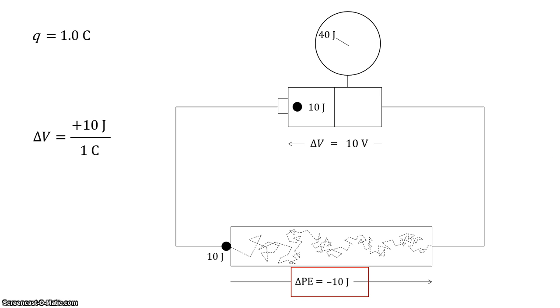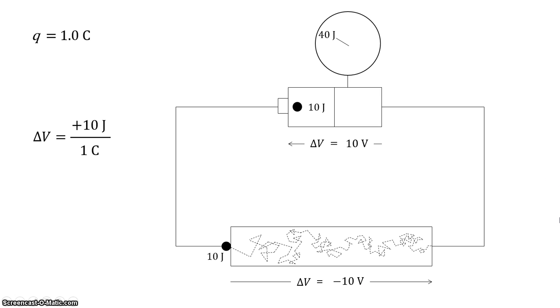And likewise, down here, at this point, the charge had 10 joules, and at this point, it had 0. So there's a change in potential energy between 2 points. That means we can take that change in potential energy, which is the negative 10, divide by how many coulombs the charge had, which was 1, and we get negative 10 volts as our potential difference across the resistor.